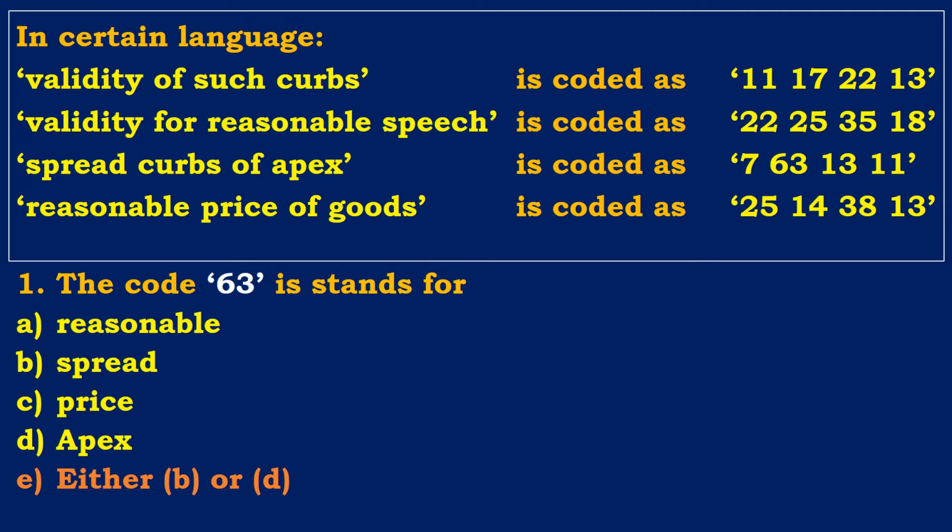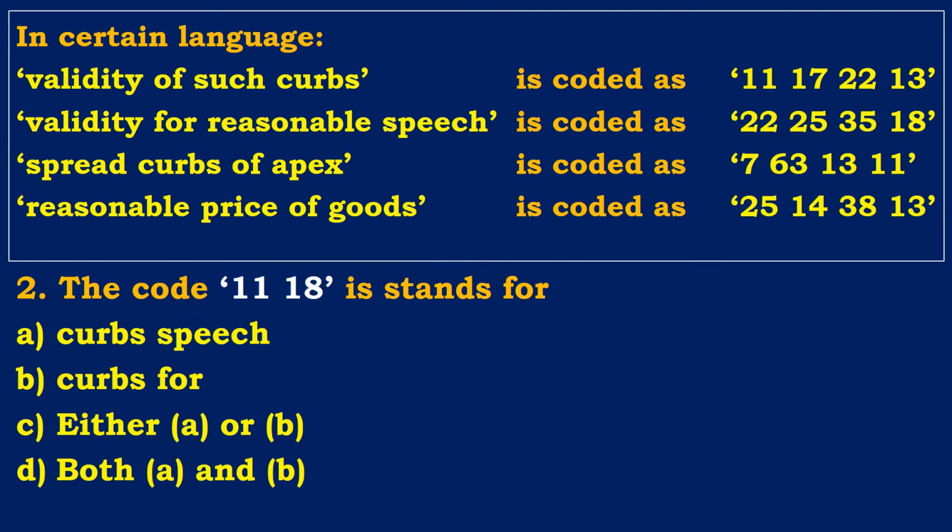2. The code 1118 feet stands for? The common word in the first and third statements is curbs, coded as 11. Focus on the second statement. The number 18 does not appear in any other sentence. Therefore, the non-repeating words in this sentence are speech or for. The answer may be option A or option B. As a result, option C is accurate.